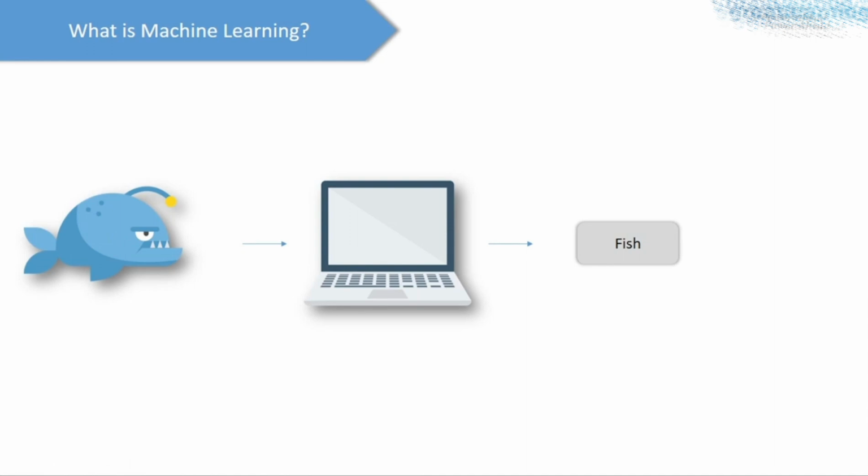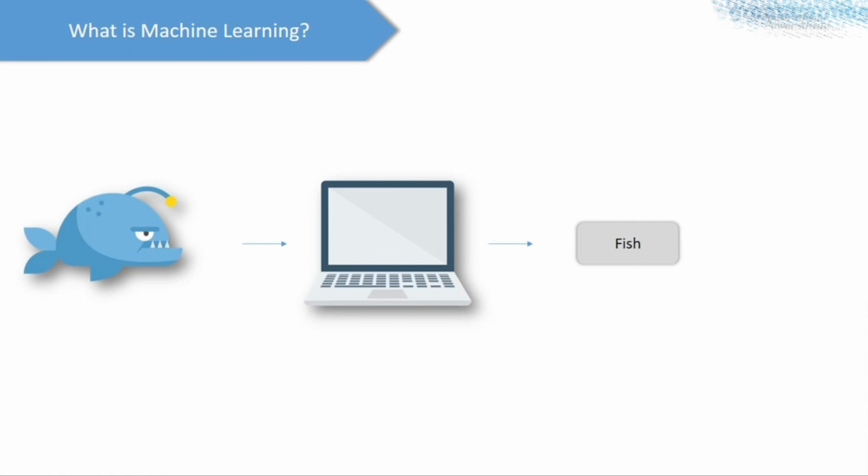And once the training is done, we will give it a new image, or we will give it test data to determine how much it has learned. So here we are giving this machine new data or test data, and if it is correctly able to tag it as a fish, then it would mean that the training is successful. So this is the underlying concept of machine learning.